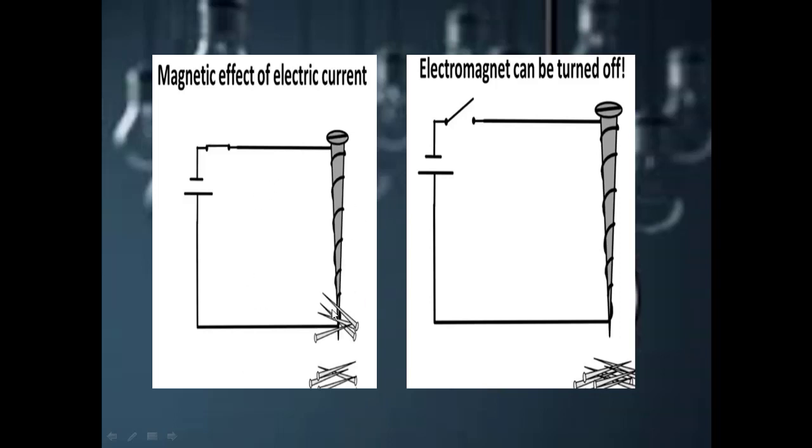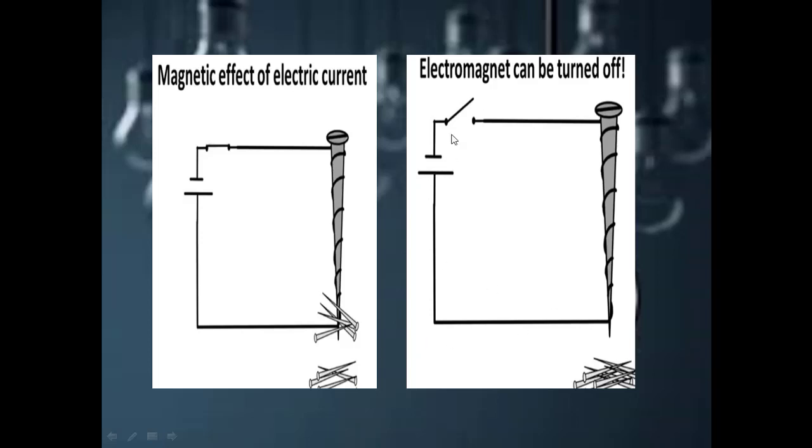Here you can see a nice picture where there is a circuit. This is a switch, cell, and these are the connecting wires, and these connecting wires are wound around an iron nail. Here this is a complete circuit. So what happens? Current flows through the circuit, and this iron nail now acts like a magnet and it attracts bell pins.